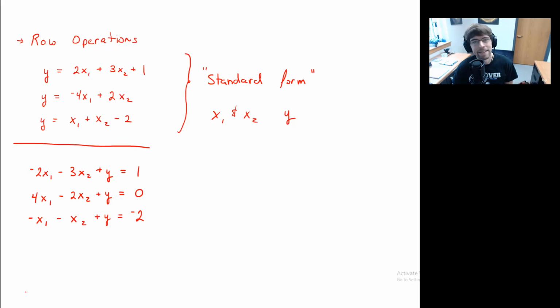Okay. Pause the video if you're not done. And if you are done, go ahead. Do you have the same three equations in standard form? Hopefully, yes. That's just some algebra moving stuff from one side to the other. Now you might ask yourselves, what's the advantage here? Why do I bother putting stuff in standard form?